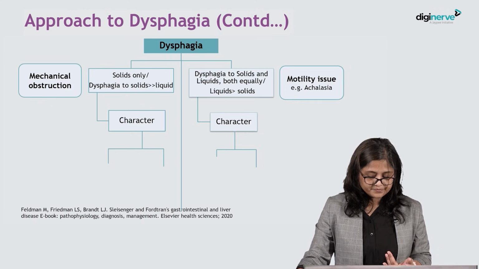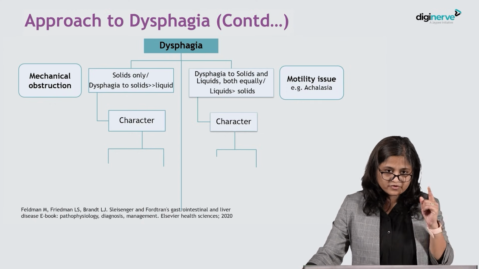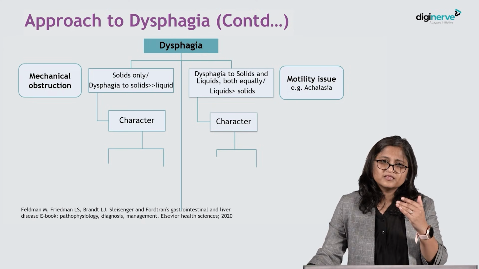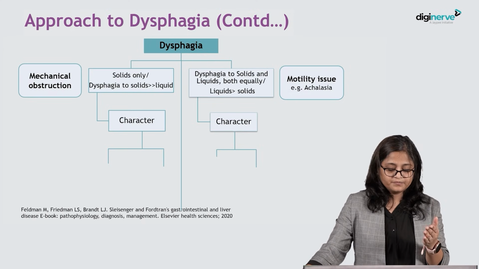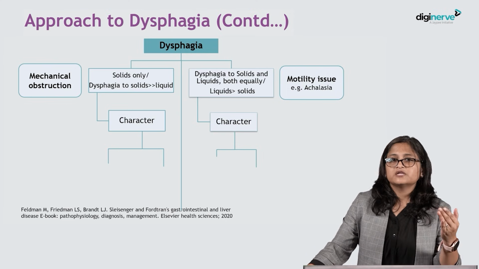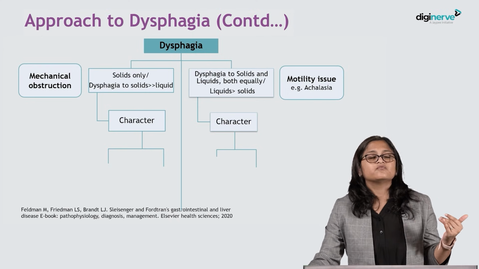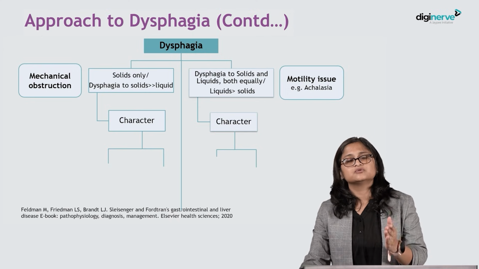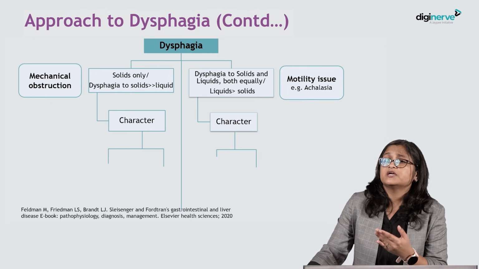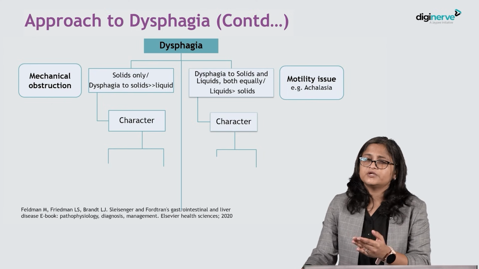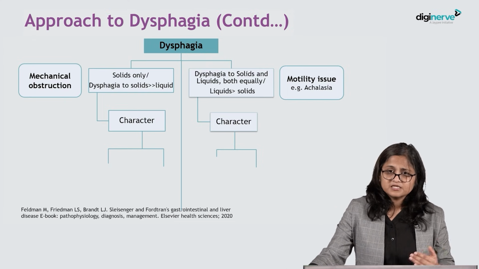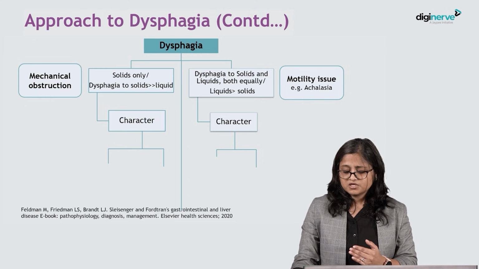Now summarizing, as we learned, we ask about history, onset, duration and progression of dysphagia. Then the character of dysphagia, whether it is to solids or liquids. If dysphagia to solids is more than liquid, think of mechanical cause. If dysphagia is to solids as well as liquids, and sometimes dysphagia to liquids first, it will point towards a motility issue. Then we subcharacterize into whether it is an intermittent or a progressive dysphagia.